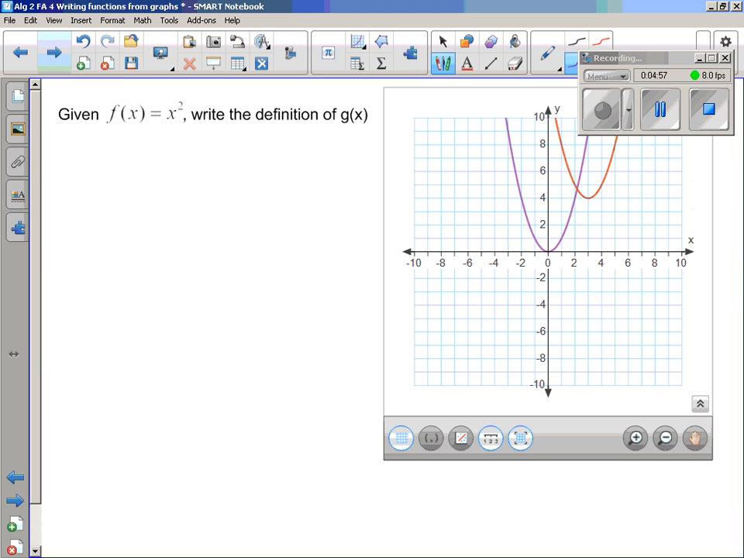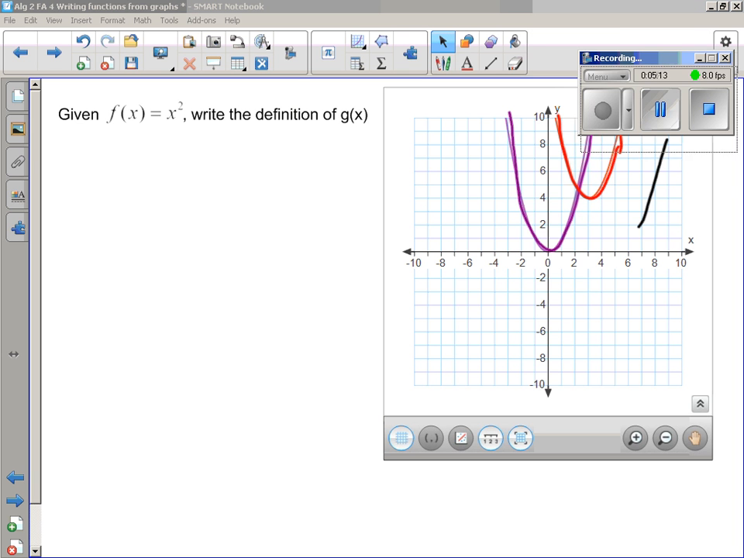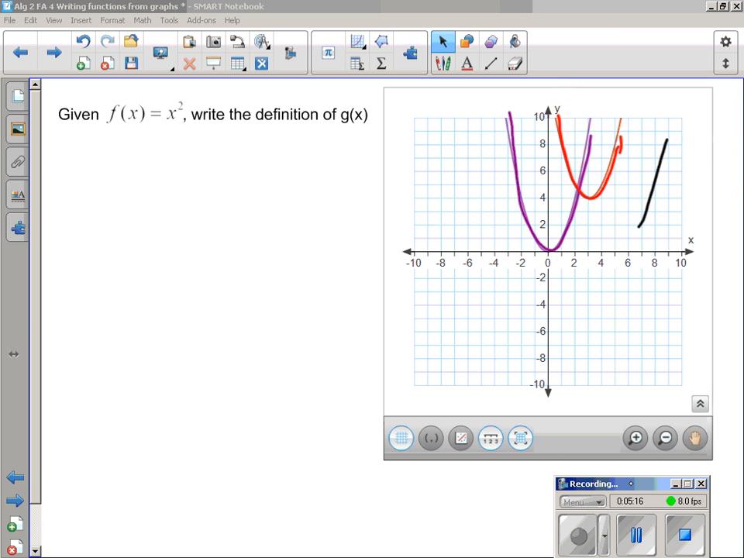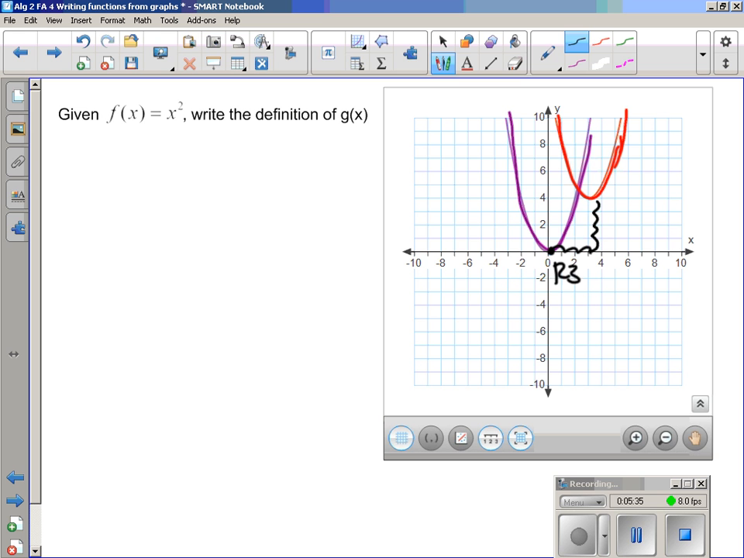Given x squared, which is our purple graph here, we're supposed to write a definition for g of x, which I'm going to assume is this red one here. What I need to figure out is how it has moved. If I look at my vertex, it looks like I go over right 1, 2, 3, so right 3, and up 1, 2, 3, 4.